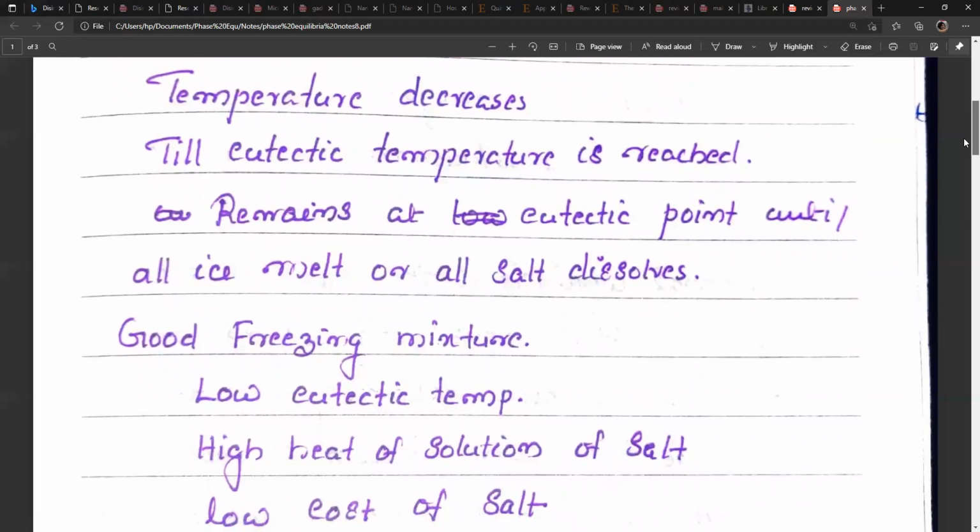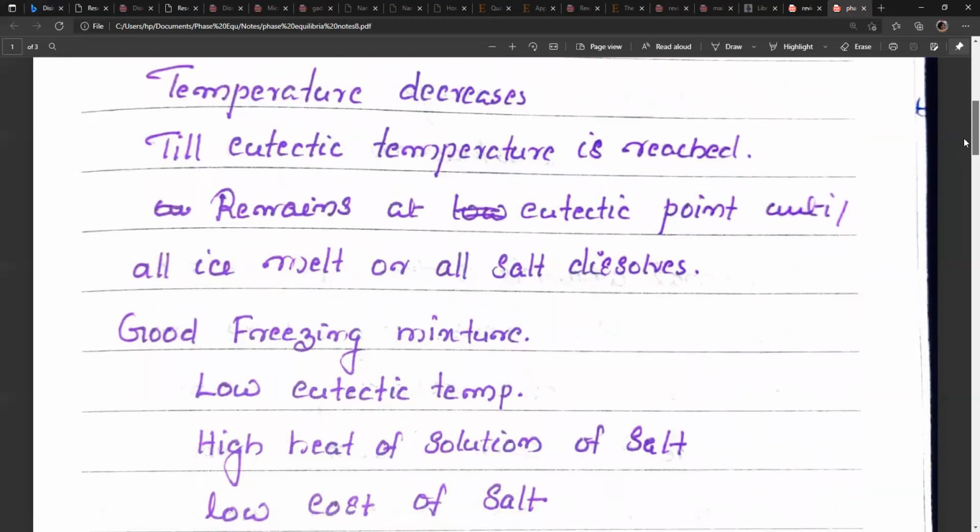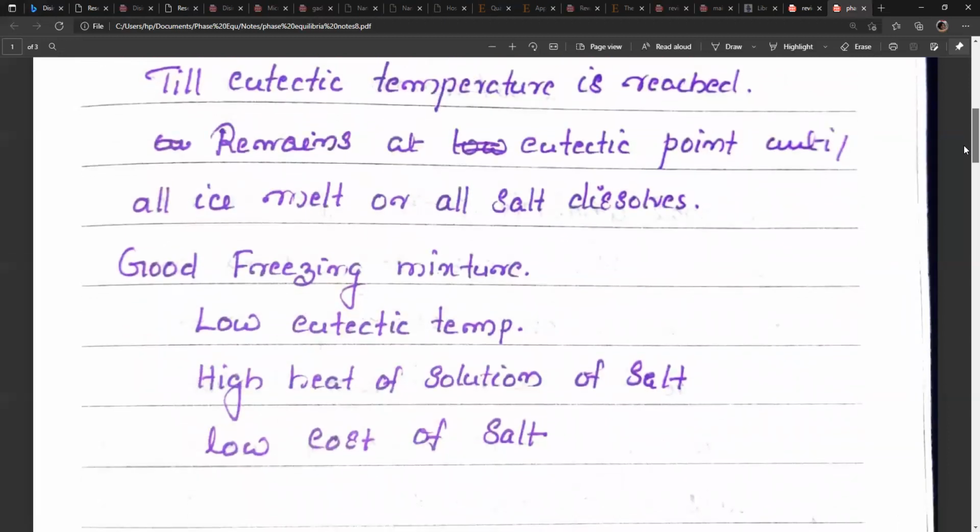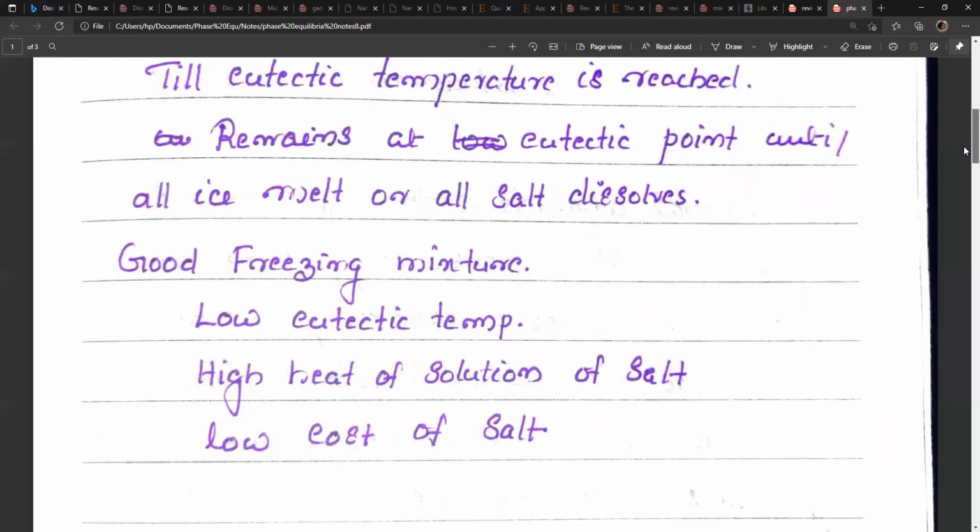What are the conditions for a good freezing mixture? Freezing mixtures are used for attaining low temperature in systems for various purposes, and a good freezing mixture will have a low eutectic temperature. Since the temperature falls till the eutectic temperature is reached, a good freezing mixture will have a low eutectic temperature, and it will have a high heat of solution of salt. Then only will we get low temperature. High heat of solution of salt, and low cost of salt.